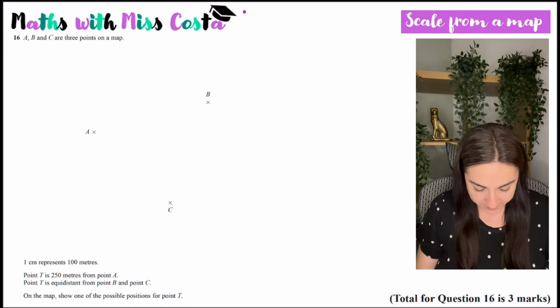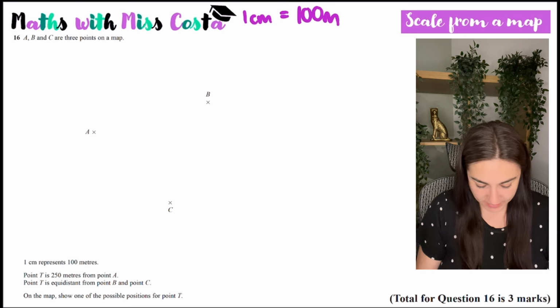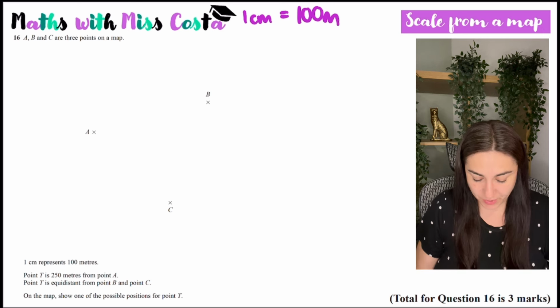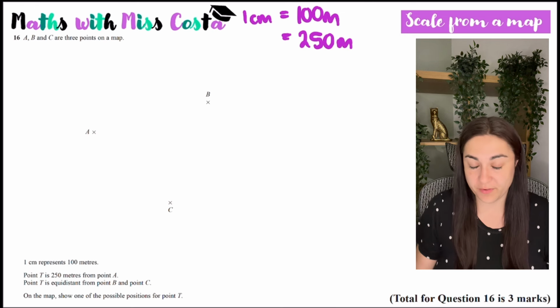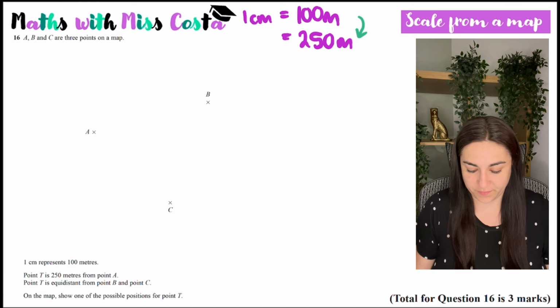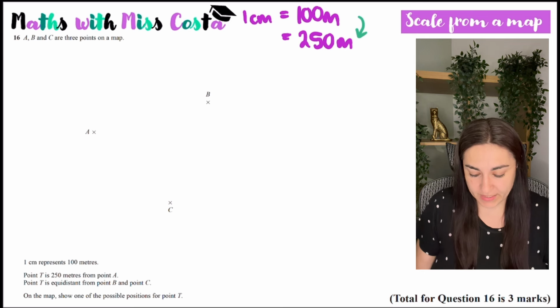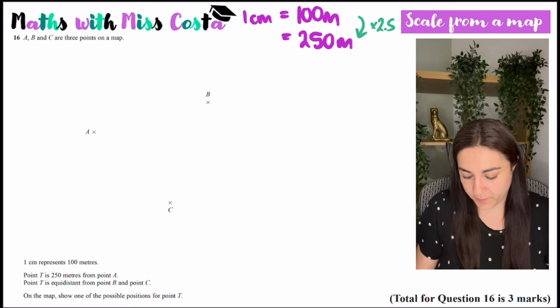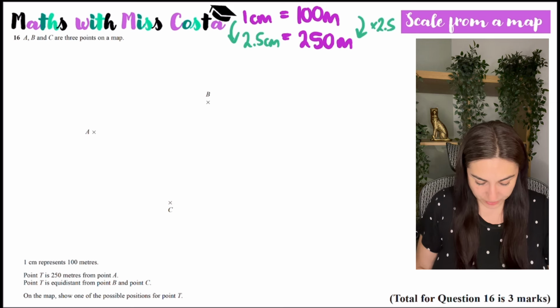And so on this map, it tells me that 1 centimetre represents 100 metres. Now I know that point T is 250 metres from point A. So 250 metres, what have I multiplied 100 by to get to 250? To work that out, I could type in 250 divided by 100, which gives me 2.5. So I know that I've multiplied 100 by 2.5. So I'm going to have to do the same over here. So 250 metres is 2.5 centimetres.